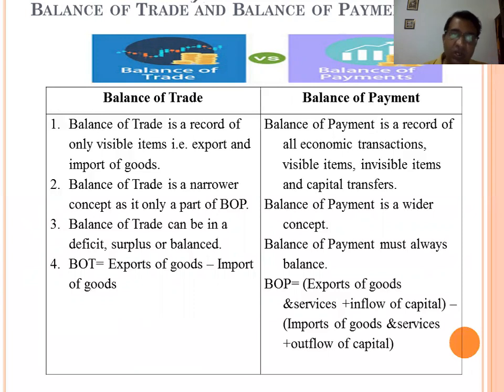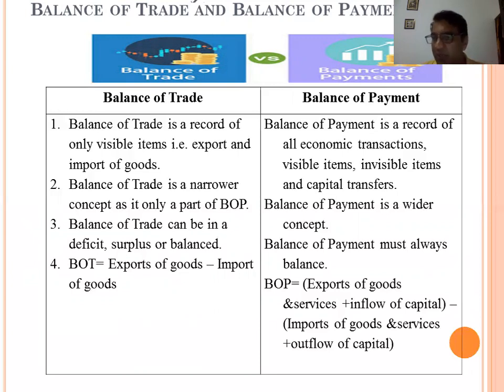Now, how to calculate this balance of trade and balance of payment? Sometimes they can ask the one marks question, or maybe data is given. So balance of trade is the difference between export of goods and import of goods. Only in goods, the difference of export and import of goods is a balance of trade.